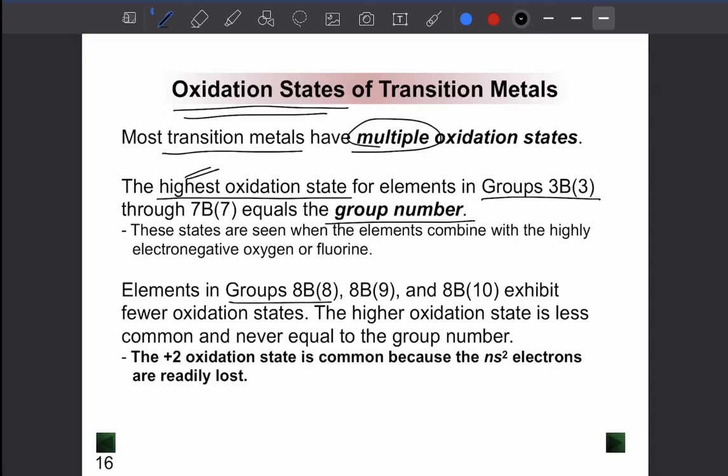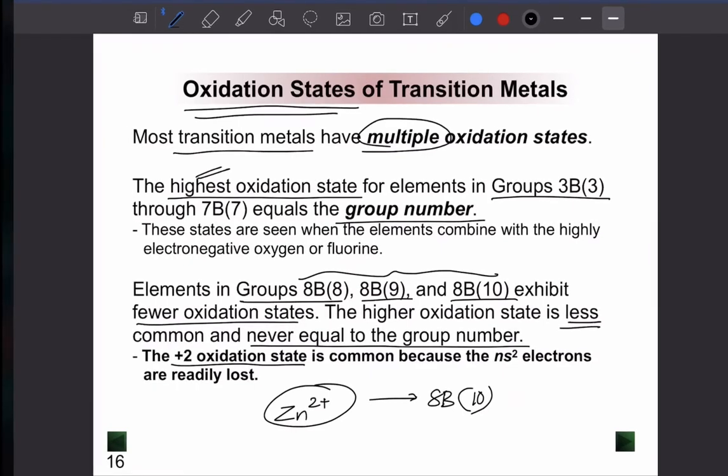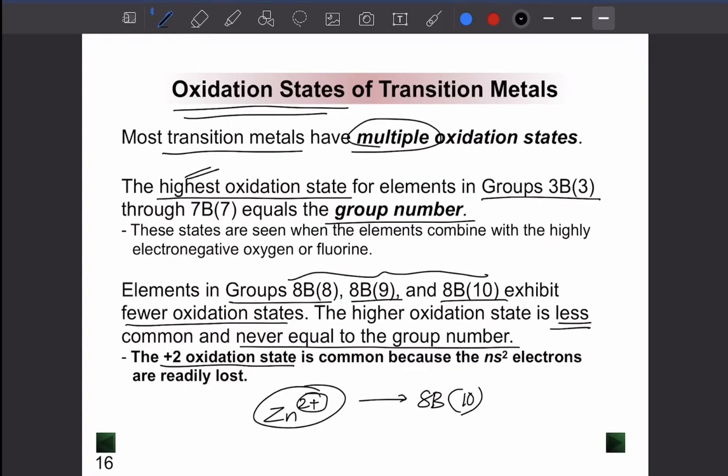Elements in groups 8B, 9, and 10 exhibit fewer oxidation states. The reason is that the higher oxidation state is less common and never equal to the group number for these 8B group elements. The common oxidation state here is the +2 oxidation state. The best example of that is Zn2+. Zn is a group 10 element, so the common oxidation state that it can exhibit is 2+.